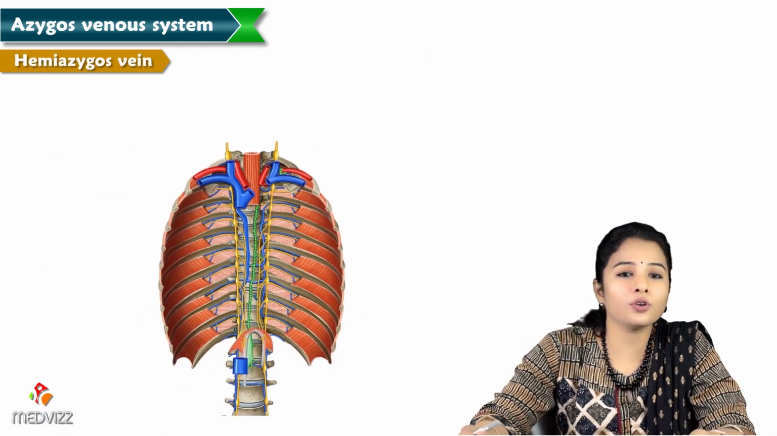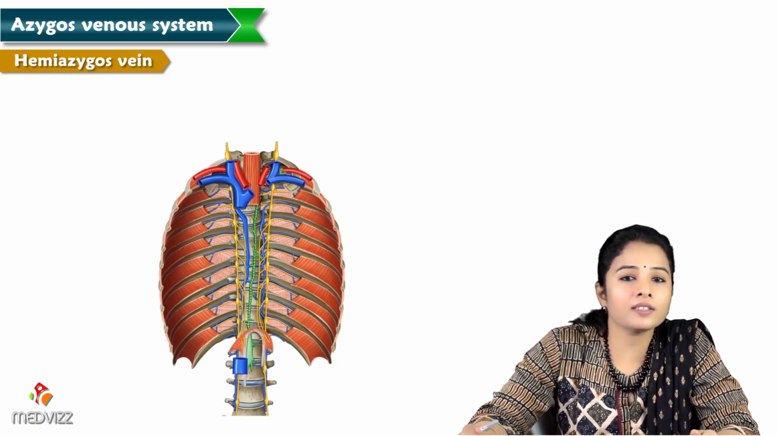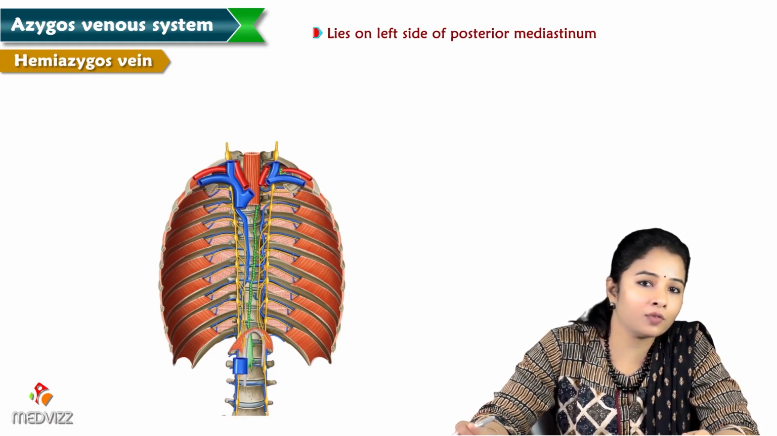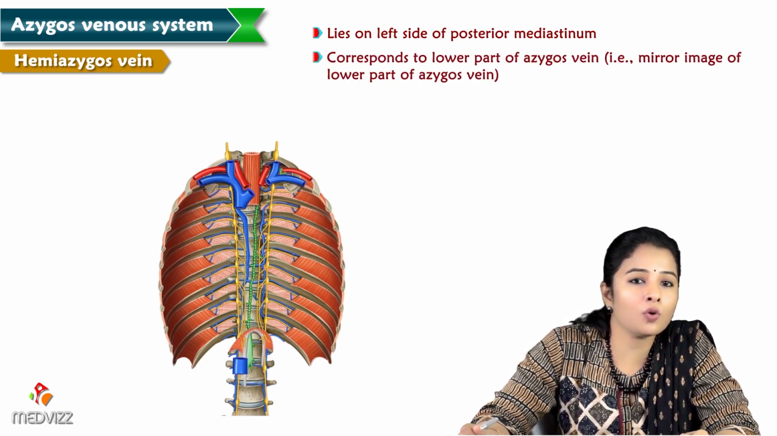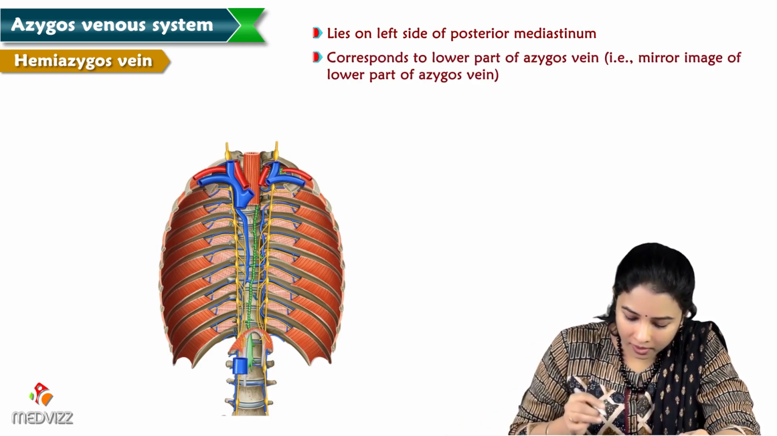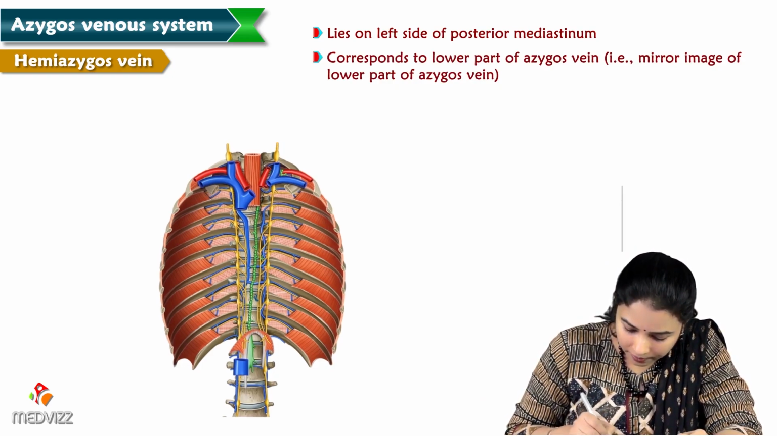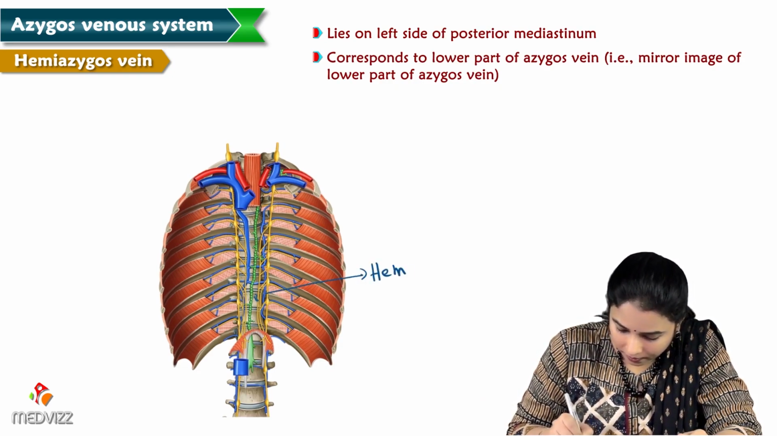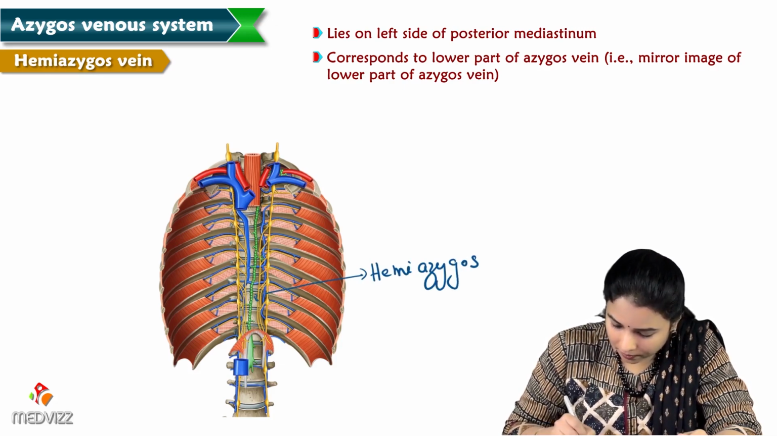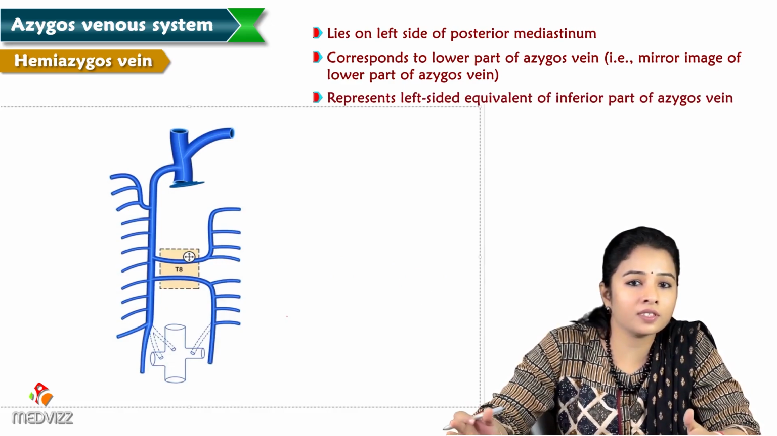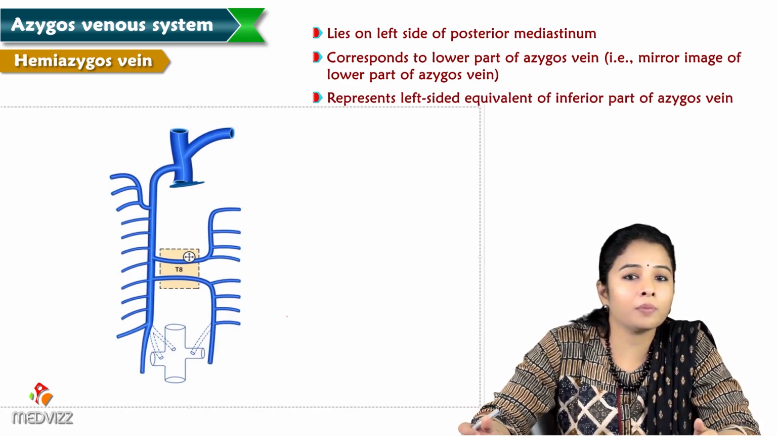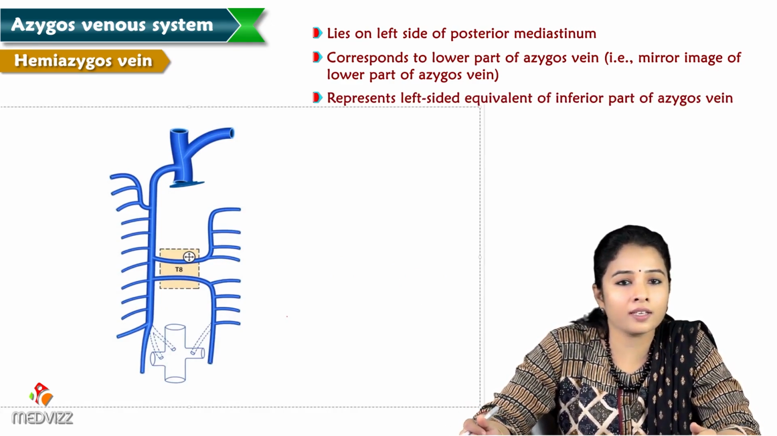Okay, next moving on to the hemiazygous vein. The hemiazygous vein lies on the left side of the posterior mediastinum, and it corresponds only to the lower part of the azygous vein. So here is the hemiazygous vein; it represents the left sided equivalent of the inferior part of the azygous vein.